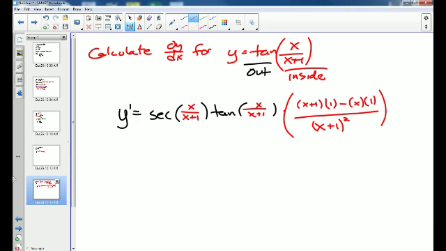These we cannot simplify. We could simplify that to 1 over x plus 1 squared, right? X plus 1 minus x is just 1. So if you wanted to, you could simplify algebraically very easily. Every time we don't want to.